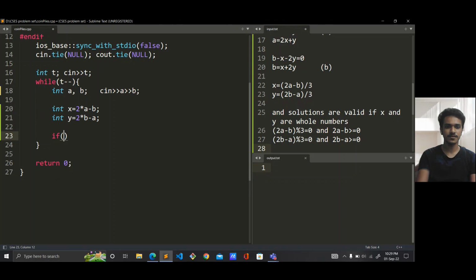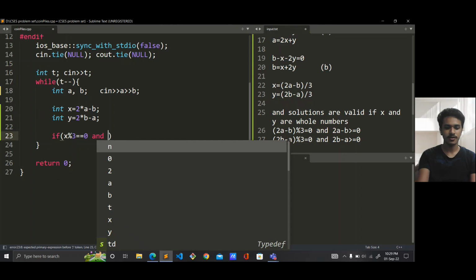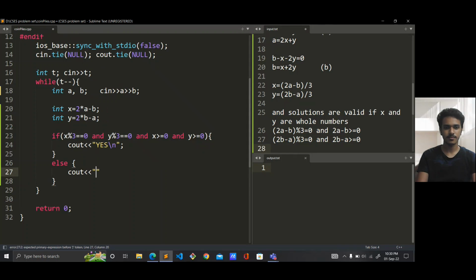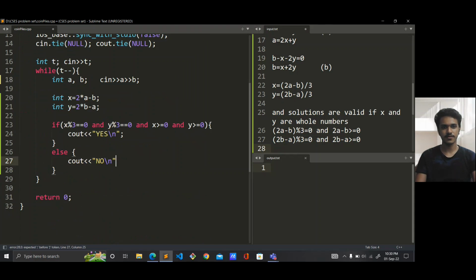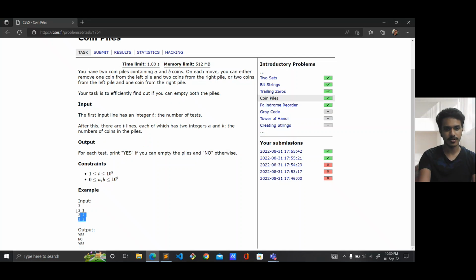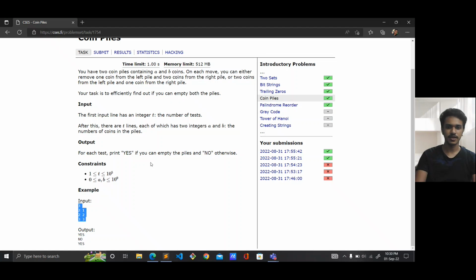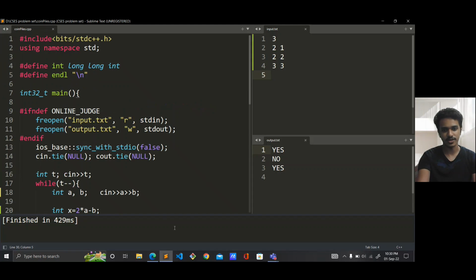In our approach, we discussed that if x mod 3 is equal to 0 and y mod 3 is 0, and x is greater than or equal to 0 and y is greater than or equal to 0, then in this case the solution is yes. We simply need to print yes. Else, we simply need to print no. So that is it for the approach, guys. I think we can now copy the sample input and run the code. So we have our output yes, yes, no, yes, which matches the sample output given in the question. I think we can submit the solution, guys.